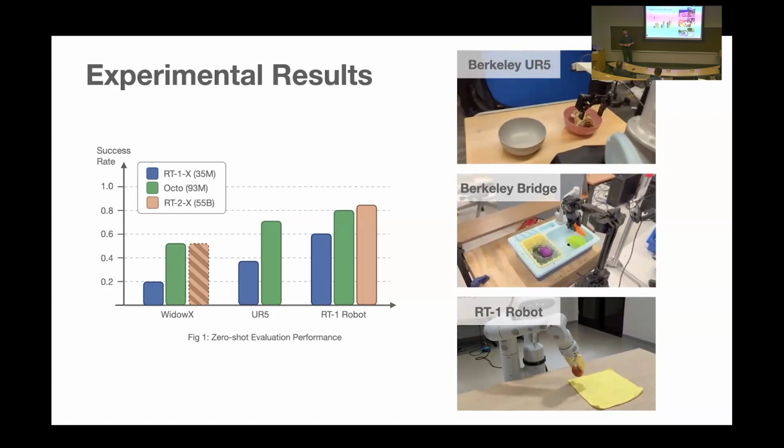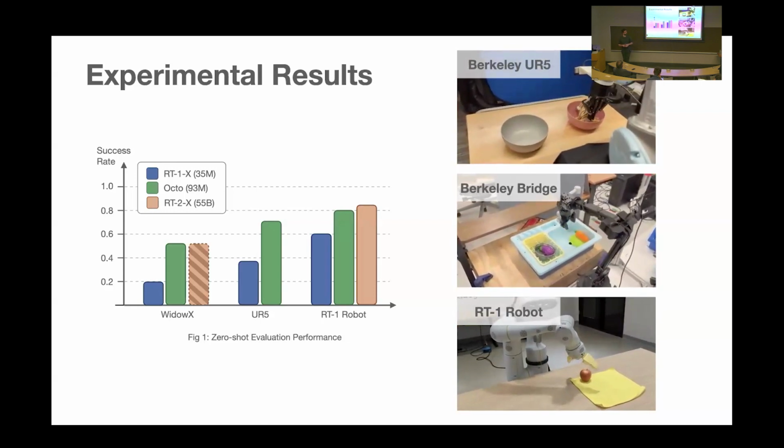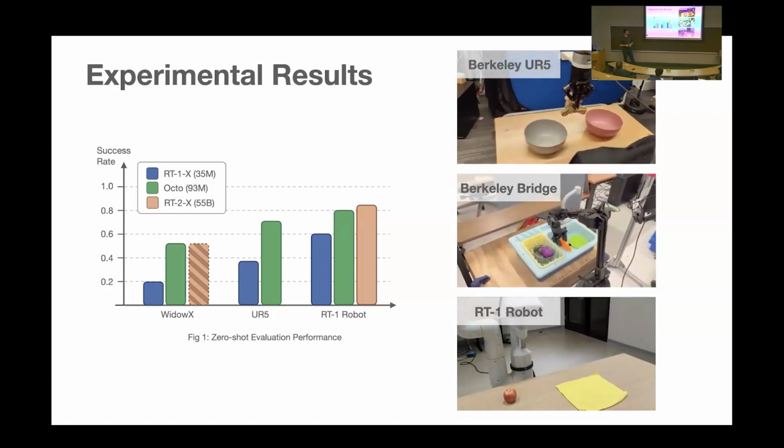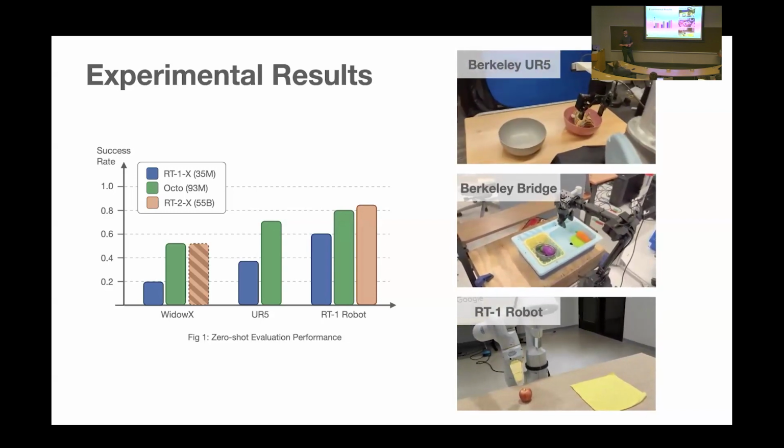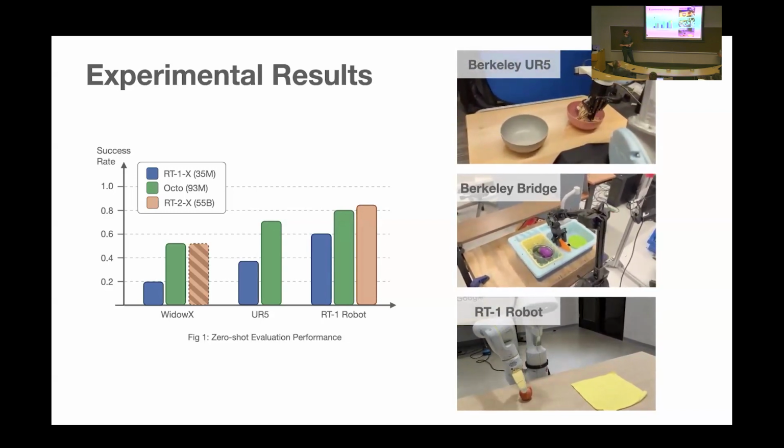For example, there's some point of contact where it's actually in contact with the object and it's moving. So perhaps the model would learn that.